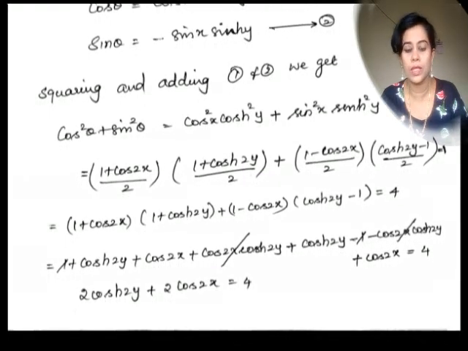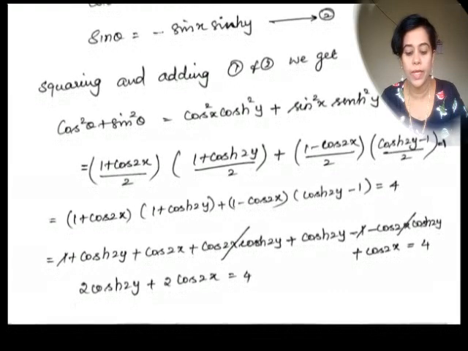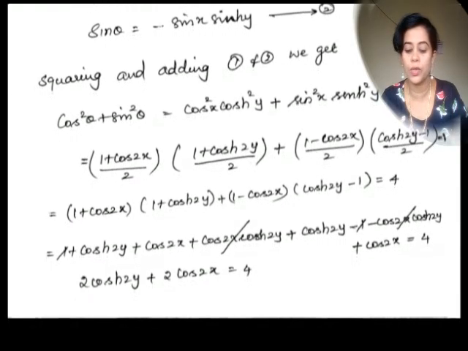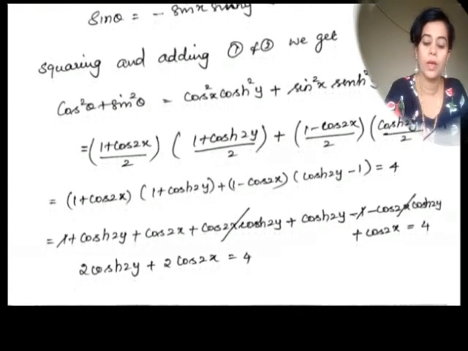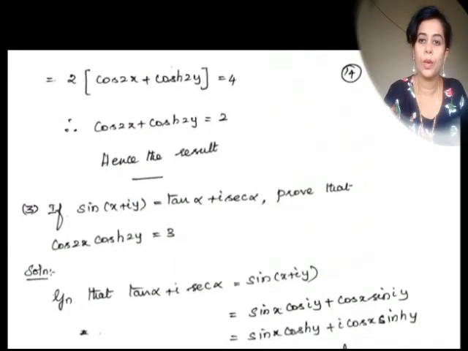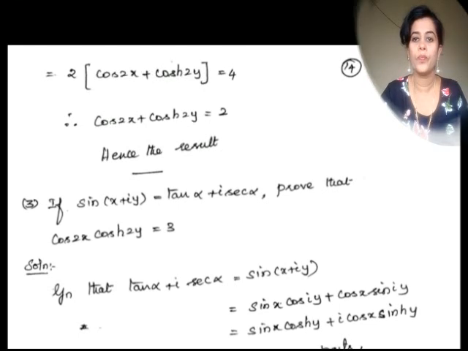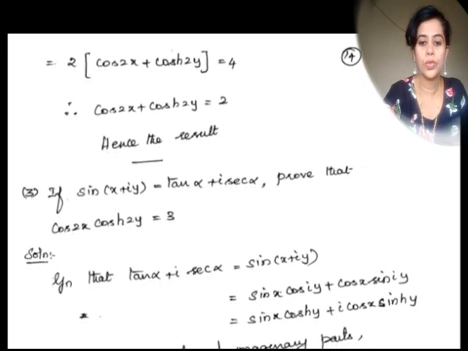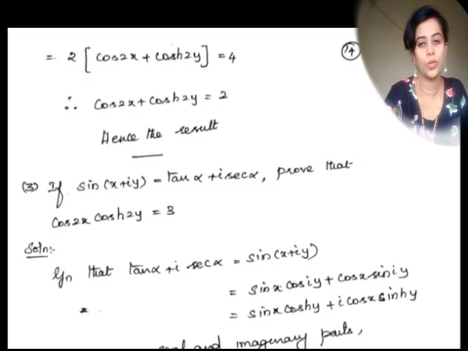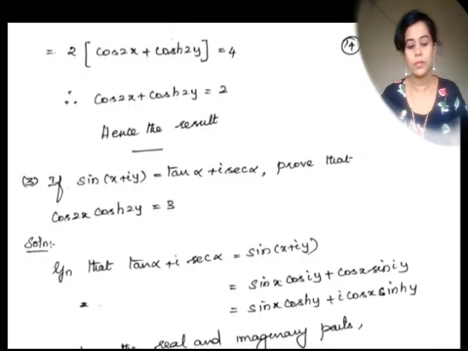Now multiply all the terms. Multiplying and simplifying, we are getting 2 cosh 2y plus 2 cos 2x is equal to 4. And here 2 is common on the left hand side. Taking 2 as common and cancelling it, we are getting cos 2x cosh 2y equal to 2. Hence proved the result.